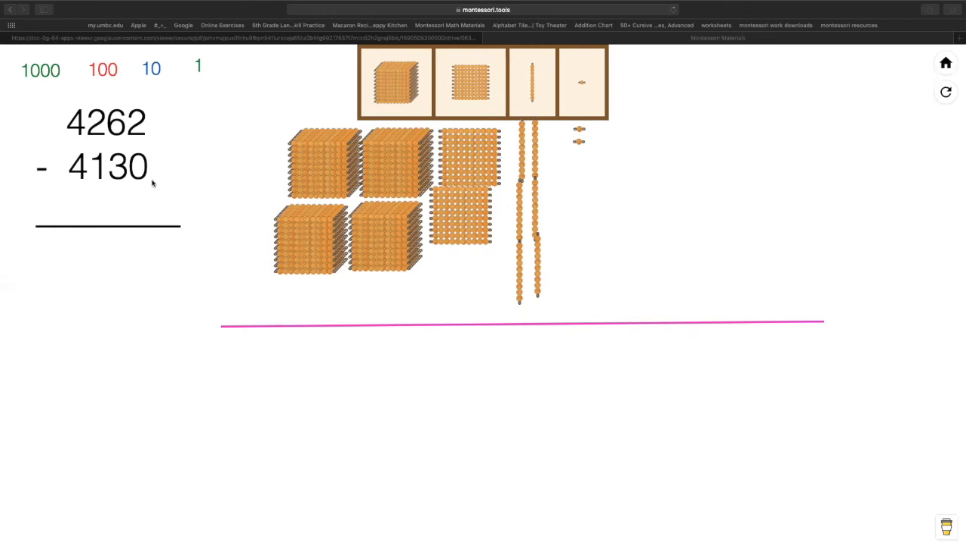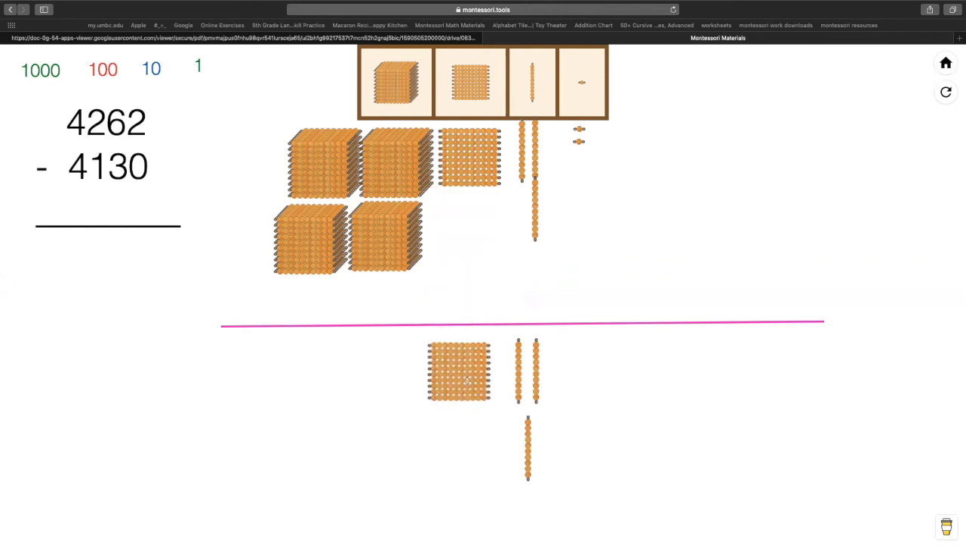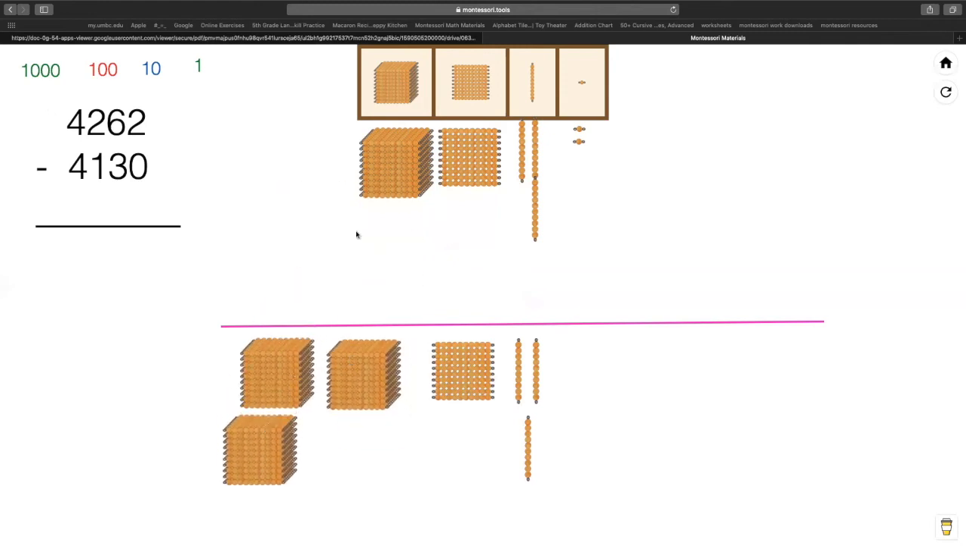All right, I'm going to start forming it on the bottom. I know I need to take 0 ones, 3 tens, 1 100, and 4 1000s. And then at the top, I'm going to count my answer so I can write it.